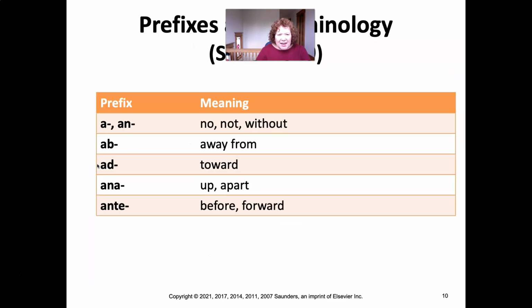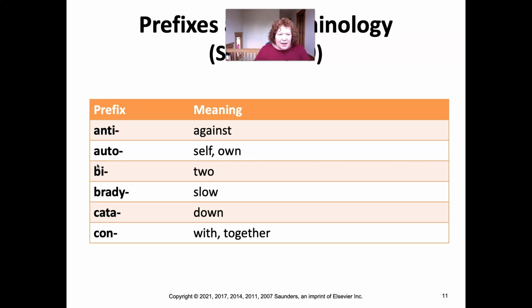Some prefixes: a and an mean no, not, without. Ab is away from, ad is toward you. So remember, ab is you're pushing away. Ad, you're adding something, it's coming towards you, you're getting it. So hopefully that will help you. Feel free to use hand motions when you're learning these because sometimes that is very helpful. Ana, ante, and anti. Okay, let's stop here.